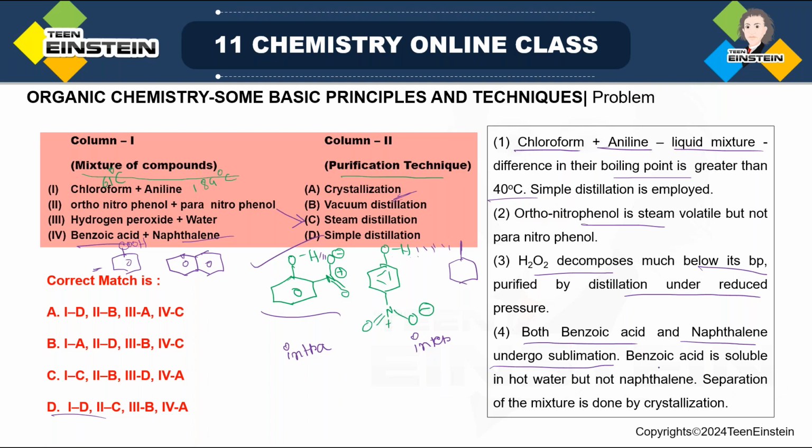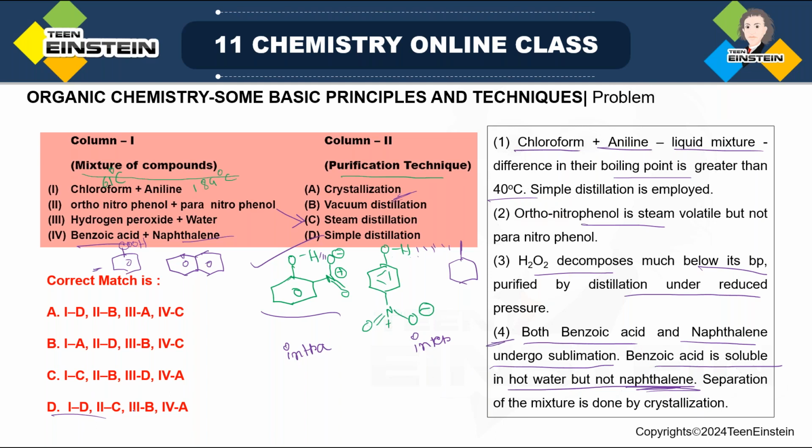And regarding crystallization, we can say benzoic acid is soluble in hot water but not naphthalene, and that is the result. That is the reason you can use simply hot water for their crystallization. When you dissolve it, this part will not be dissolved, so you can separate it by filtration, and whatever is left in the water, by evaporation of water, we can get the crystals of benzoic acid. So that is why 4 is matching with A.